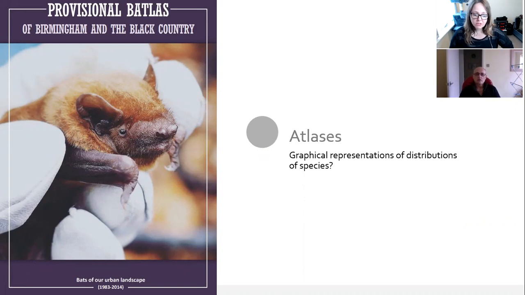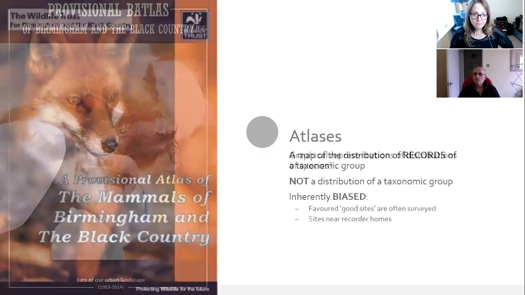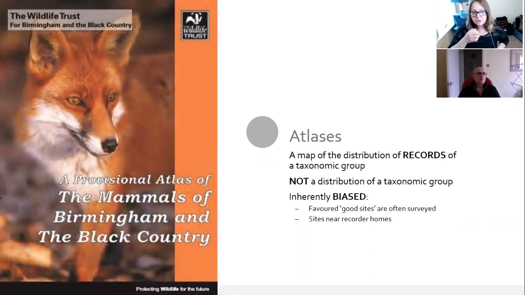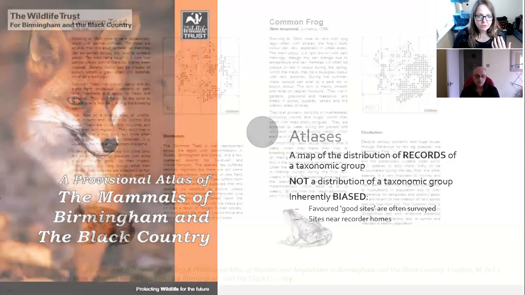So we'll take another bit of a look at it. An atlas is a map of distribution of the records of species, not the distribution of the species. So that's where when you look at an atlas, it is always biased. Things like favored good sites, sites near recorder homes. So hopefully I have put in a few examples of this.